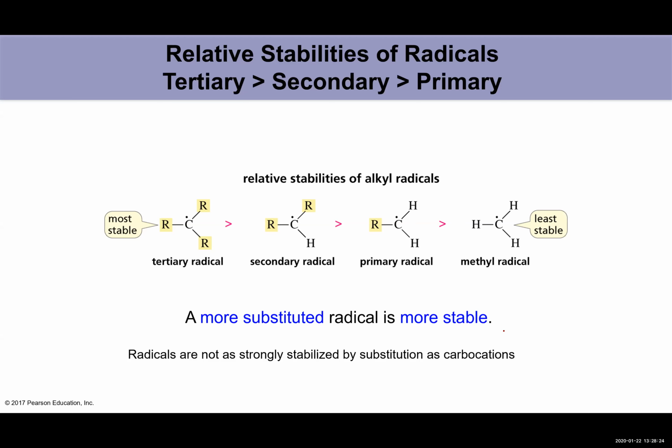So I have a tertiary radical versus a secondary radical versus primary versus methyl. Tertiary radicals are the most stable because of hyperconjugation, right? Electron donation from the side groups. And as a result, they form the fastest. That's going to be our major product most of the time. Okay? A more substituted radical is more stable.